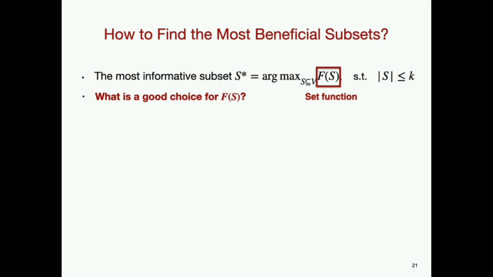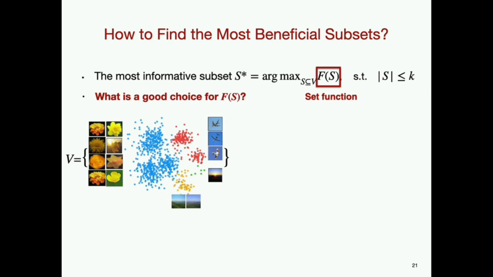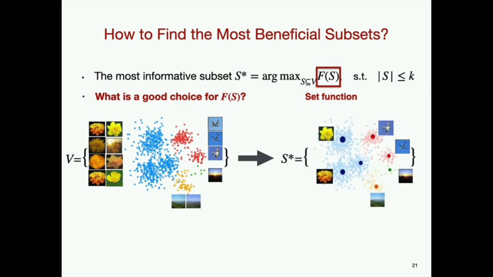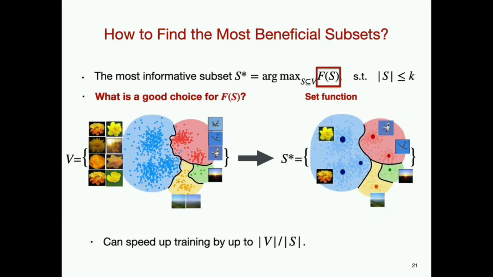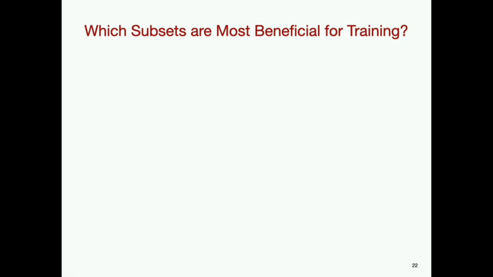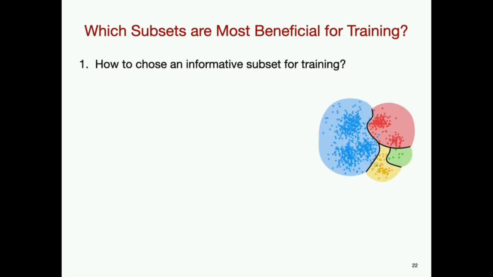What should f be? To be concrete, imagine we have big data on the left. We want to find the smallest subset on the right, such that if we train a model on the left and on the right, we get more or less the same model or a similar performance. If we can do this, we can speed up our training by the size of the big data, B, over the size of the small data on the right, which is S. Okay. So how can we think about finding such a subset? First of all, let's think a little bit about it together.